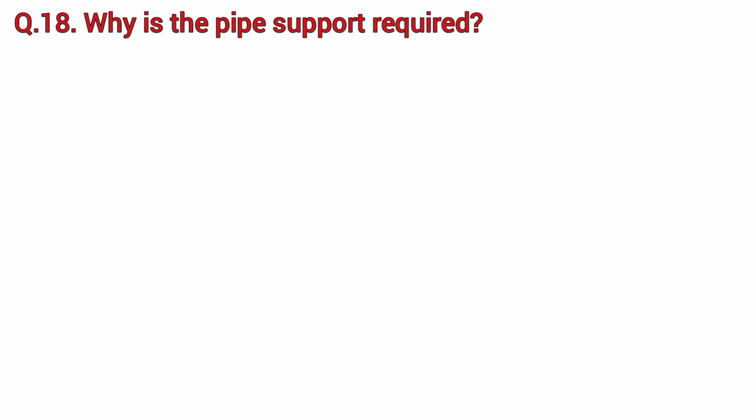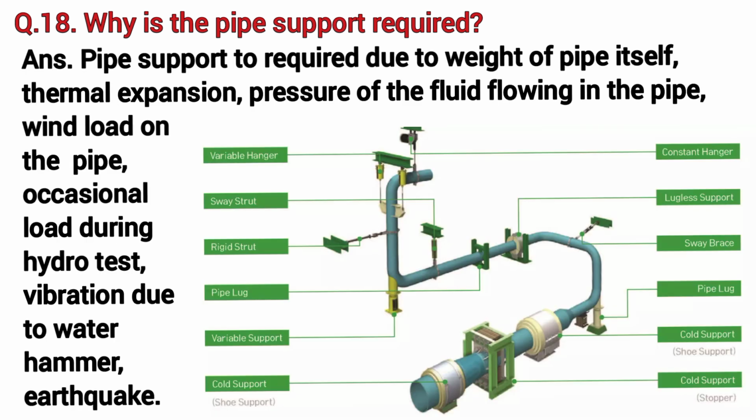Why is the pipe support required? Pipe support is required due to weight of pipe itself, thermal expansion, pressure of the fluid flowing in the pipe, wind load on the pipe, occasional load during hydro test, vibration due to water hammer, earthquake.